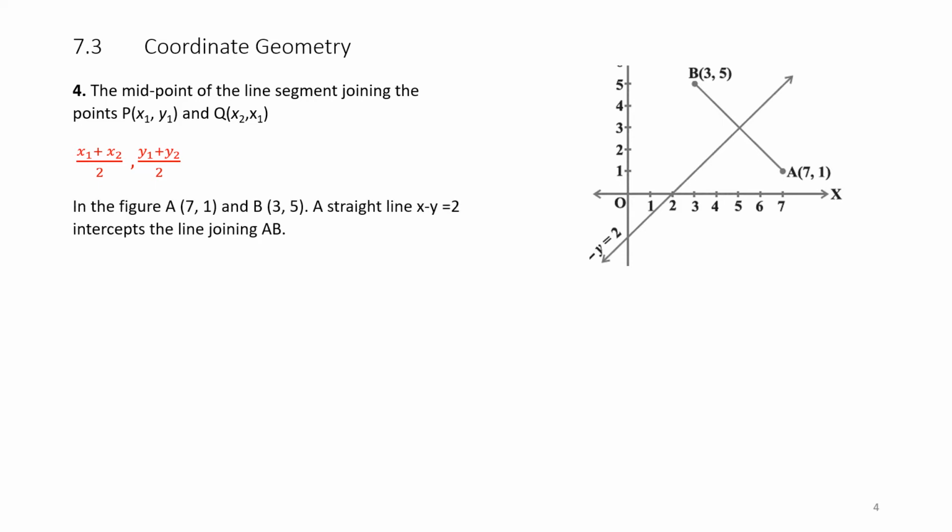In the figure, let us take the numerical example. Here we have 2 points. A's coordinates are 7 and 1, that is x1 is equal to 7 and y1 is equal to 1. Similarly we have a point B which is (3, 5), that is x2 is equal to 3 and y2 is equal to 5. A straight line x minus y is equal to 2 intercepts this line joining AB. It intercepts at this point P.